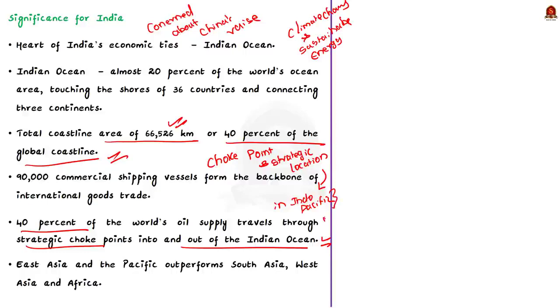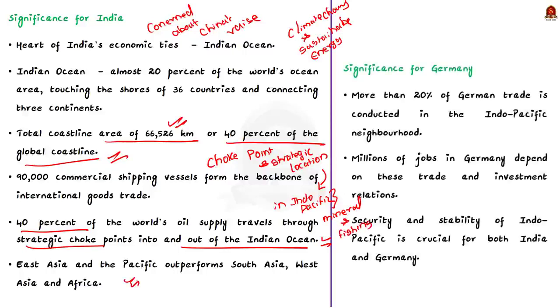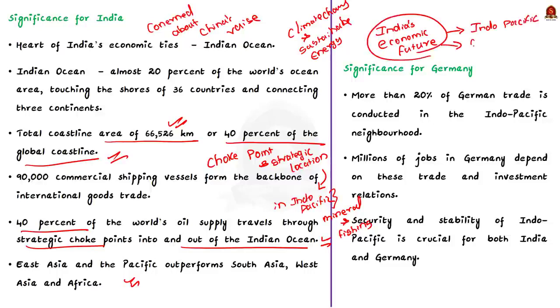Currently, within the Indian Ocean region, East Asia and the Pacific outperform South Asia, West Asia and Africa on all aspects of the economics of the Indian Ocean. So, India's economic future will be in the Indo-Pacific region. This will largely be defined by India's capacity to build on its blue economic potential, which ranges across several sectors. Also, it will be defined by regional economic integration, like trade agreements to address trade barriers and connectivity infrastructure to promote intra and inter-regional trade in the Indian Ocean.